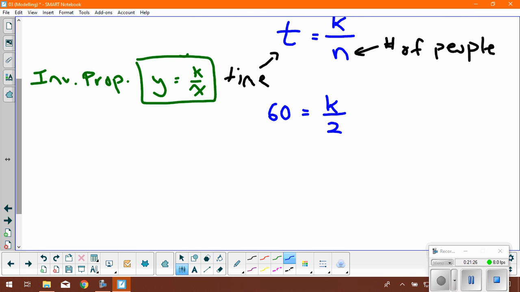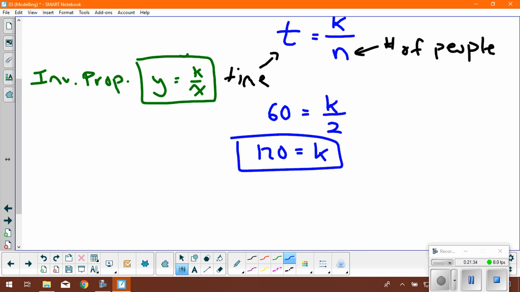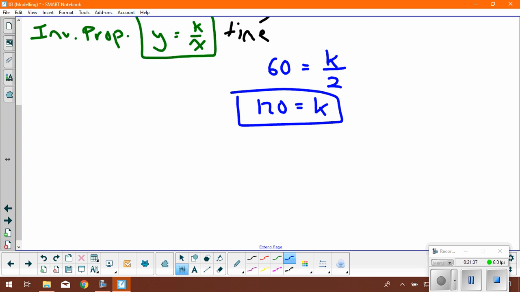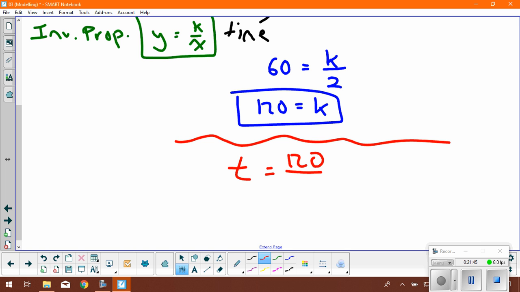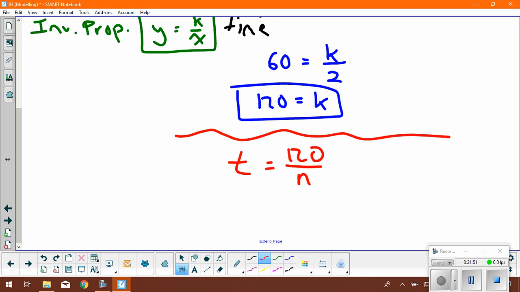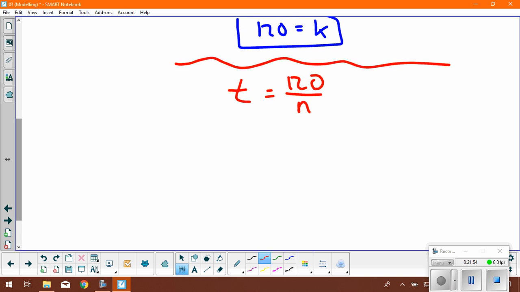All right, so just quickly rearranging there. That means 120 is equal to k. Okay, so my constant here is 120. So my equation that links the two things together now is going to be t equals 120 divided by whatever number of people there are. Okay, we want to finish the puzzle in 10 minutes. So that would mean 10 is equal to 120 over n. Okay, we switch it around, multiply n up, and divide the 10 down.